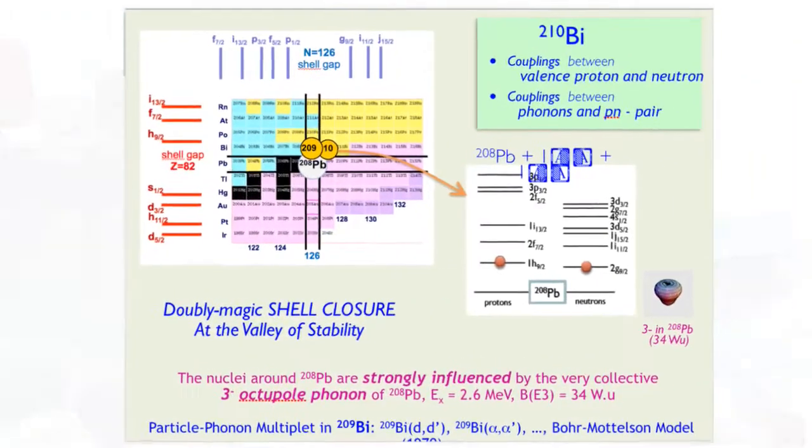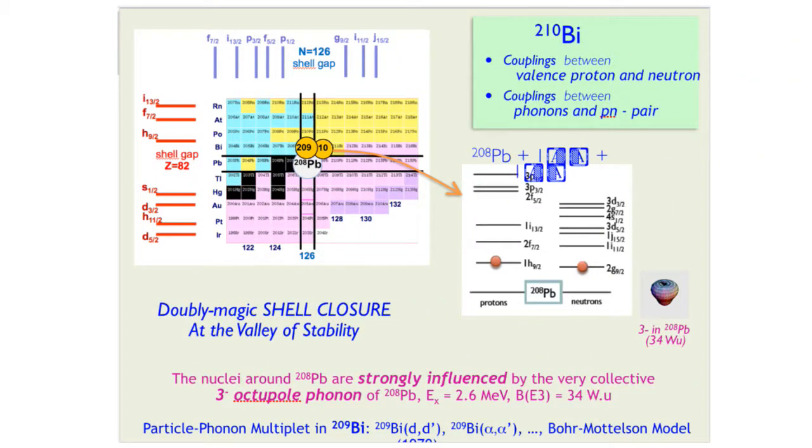So we have one proton and one neutron outside the lead core. So this is a case which is ideal to study not only the couplings between valence particles, protons and neutrons, but also the coupling of these two valence particles with the core excitation, in particular the phonon of lead. So we got data from Grenoble again.